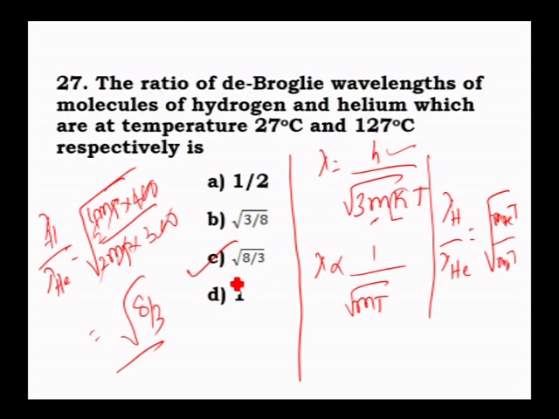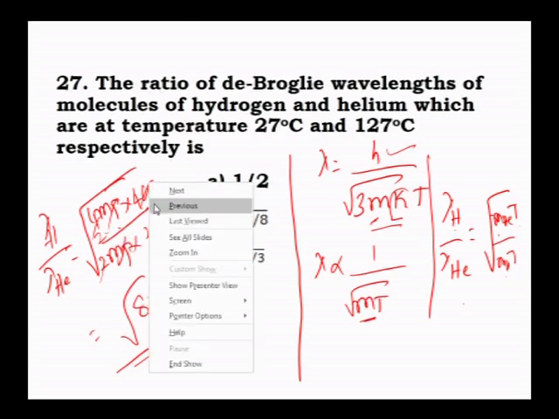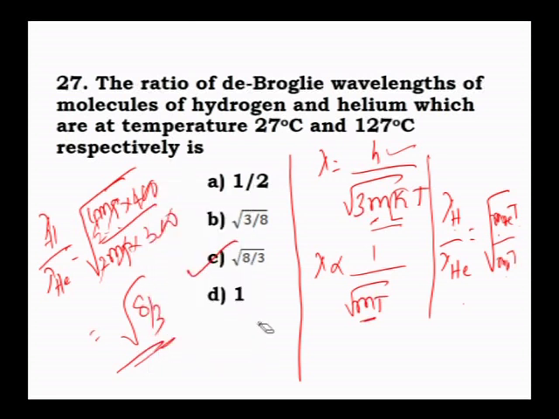Question number 27, option C, root of 8 by 3. Clear? h by root of 3mkt, lambda is proportional to 1 by root of m into t. Lambda h by lambda he will be mass of helium into temperature over mass of hydrogen into temperature. Helium will be 4 times mp, corresponding temperature is 400. Mass of hydrogen molecule is 2 times the mass of a proton into 300. Final answer is 8 by 3.